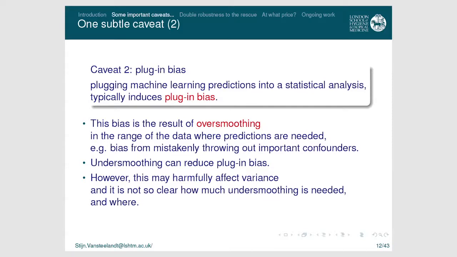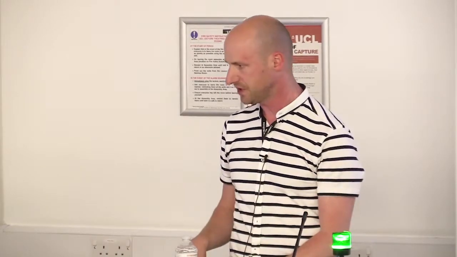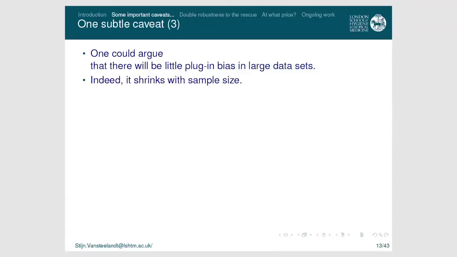An obvious solution could be to under-smooth. That is, if we build models, we could say, let's try to select more variables, or let's allow for more wiggly functions to pick up non-linearities in the data. But as you know, this is going to make the estimates more variable, and it's not even so clear how much under-smoothing we would then require and in what regions of the data space we would need to under-smooth. So that could be a solution, but not an obvious one.